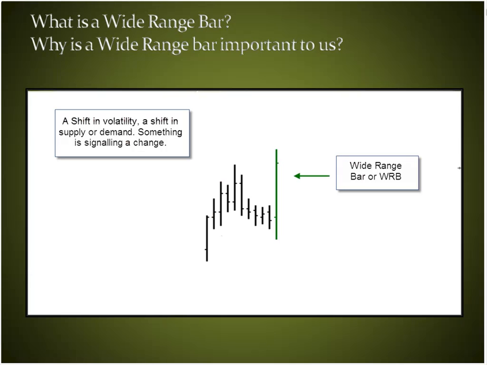Here's our first look at a wide range bar. Actually, the prior slide showed one as well. There have been many setups and strategies built off this type of bar that usually represent an event. If charts are a story that we're reading, a wide range bar is one word or maybe one small sentence in the language of price. This bar represents a shift in volatility, really a shift in supply or demand. Something is signaling a change. Something interesting is going on.